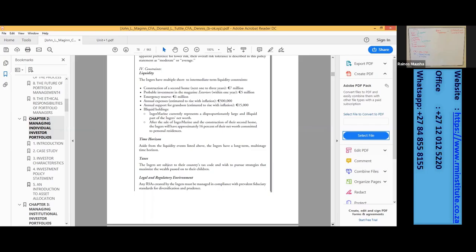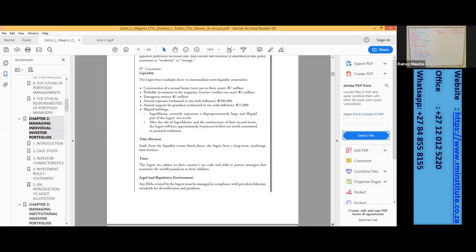Then they also say that after the sale of Inga Marine and construction of their second home, the Ingas might have approximately 16% of their net worth committed in personal residences. Remember, they currently have a house worth about 1.2 million, and another residence, the house they want to build, worth 7 million. These are the factors that are going to affect the liquidity of their overall portfolio.